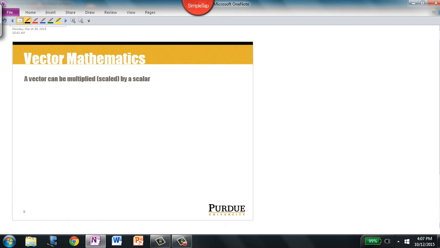Let's say we have a vector B, and the vector B is equal to 2 units in the x direction plus 1 unit in the y direction. That implies that it's also 0 units in the z direction. So I'll write this as 2, 1, 0. And if I were to draw that, it points 2 units in the x direction and 1 unit in the y direction. So this is the B vector.